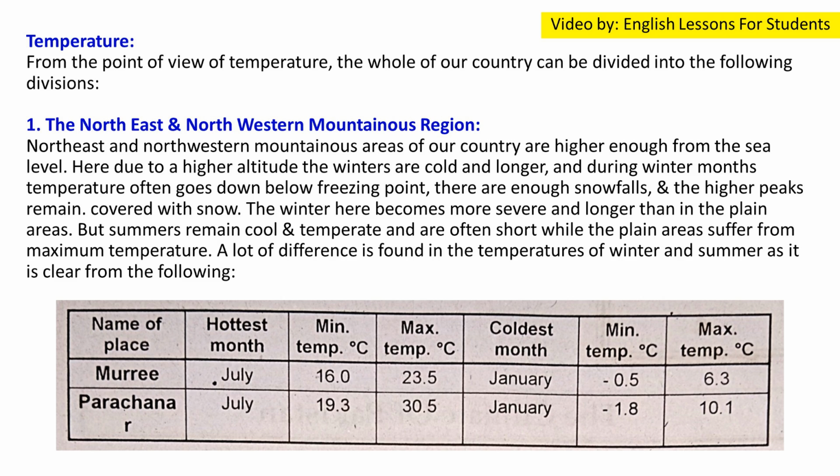In Murree, hottest month is July. Minimum temperature is 16 degree and maximum temperature is 23.5 degree. Coldest month is January. Minimum temperature is minus 0.5 and maximum temperature is 6.3. Parachinar. Hottest month is July. Minimum temperature is 19.3. Maximum temperature is 30.5. Coldest month is January. Minimum temperature is minus 1.8 and maximum temperature is 10.1.